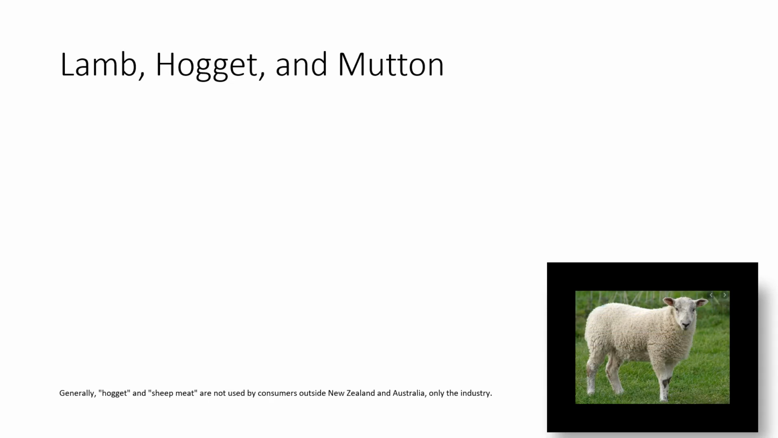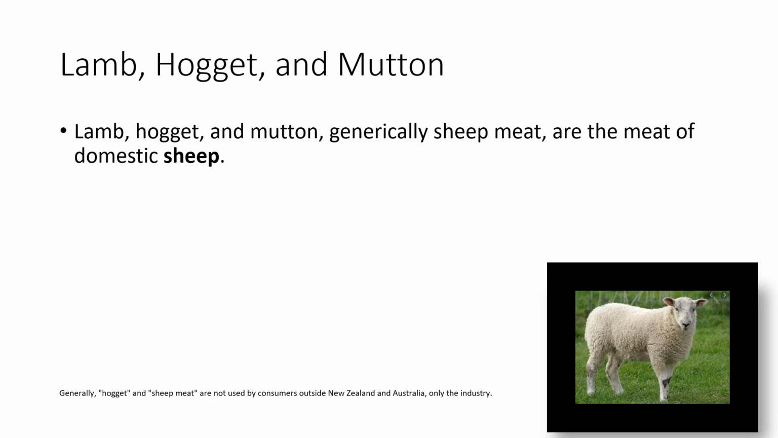So we will first understand the terms lamb, hogget and mutton. All three are very important terms. The mutton over here, let me tell you, is not what we understand as mutton. What it is, we'll come to. So here is a sheep, and sheep meat is called lamb, hogget or mutton depending upon certain criteria.